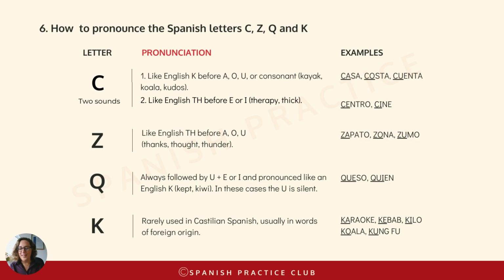For example, karaoke, kebab, kilo, koala, kung fu. Many of these words are foreign. They come from English or are Germanic, and we therefore need the letter K to help us pronounce those words.